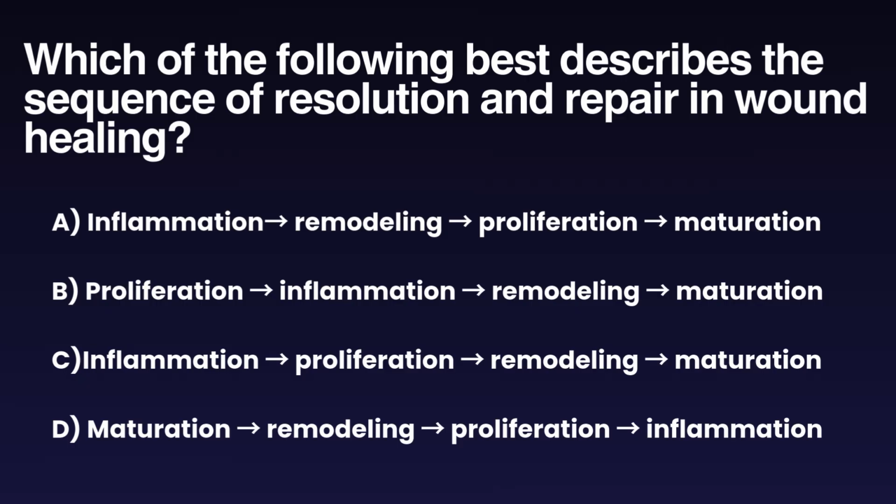Which of the following best describes the sequence of resolution and repair in wound healing? A. Inflammation, remodeling, proliferation, maturation. B. Proliferation, inflammation, remodeling, maturation. C. Inflammation, proliferation, remodeling, maturation. D. Maturation, remodeling, proliferation, inflammation. 5 seconds.